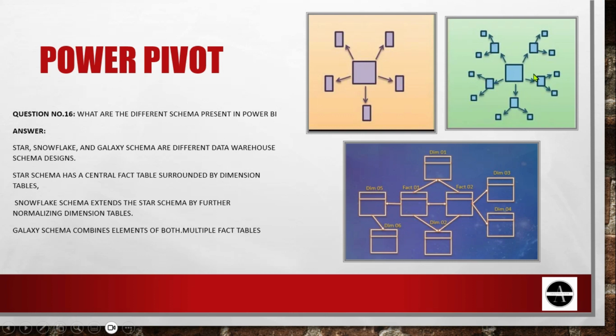And the third schema is a galaxy schema, which combines elements of both. It has multiple fact tables. So this is a galaxy schema. Here you can see there are many fact tables. So when you have multiple fact tables, we call it a galaxy schema. We rarely use this schema. We generally use the star schema and the snowflake schema.